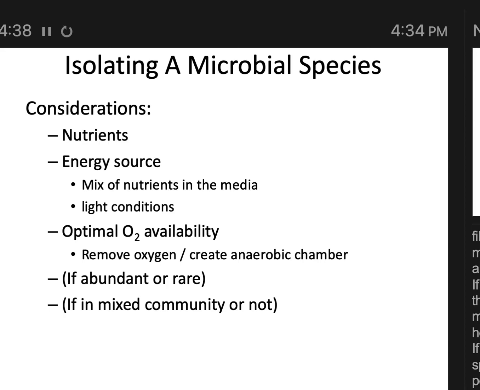So let's say you took a soil sample, there's hundreds of species in that soil, and you're only interested in one. You have to know enough about that bacteria to know what it likes that the other species of bacteria in there don't like.